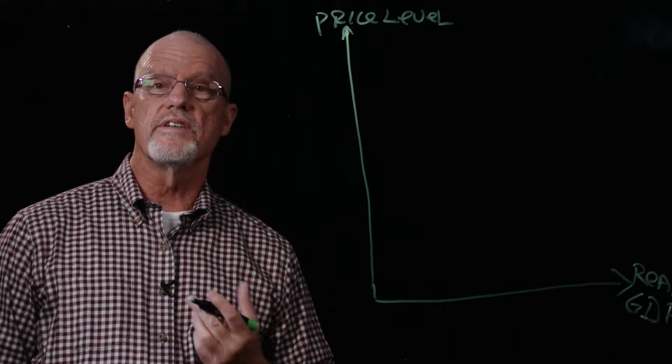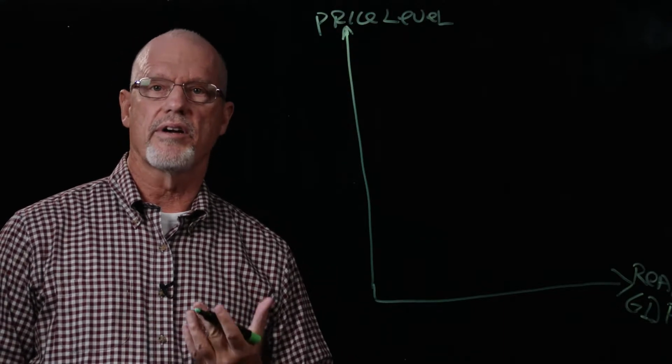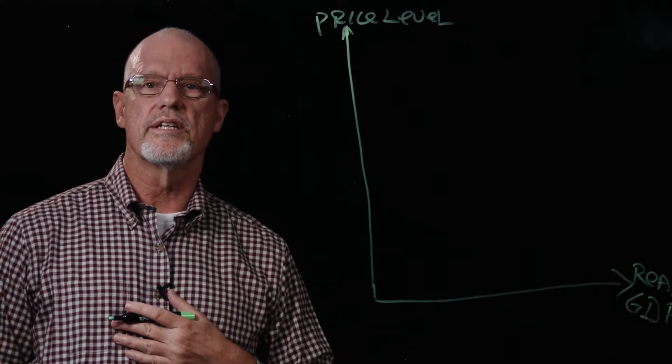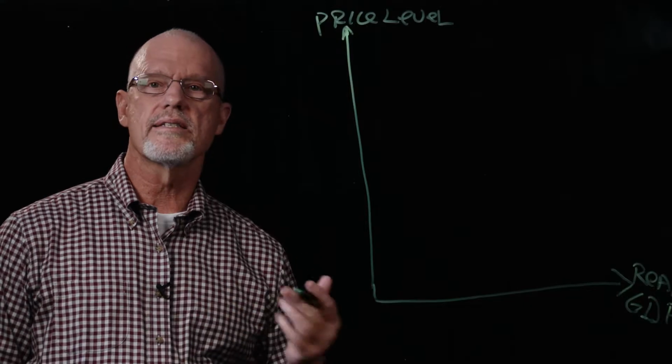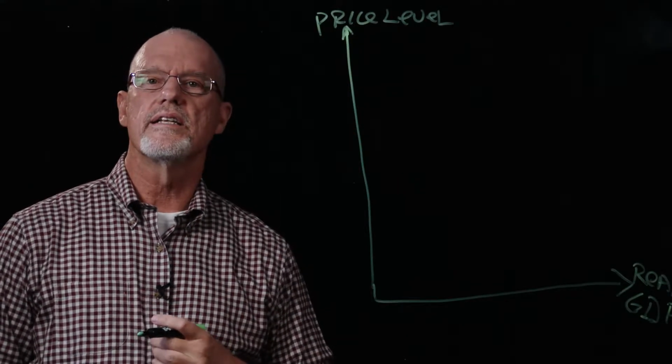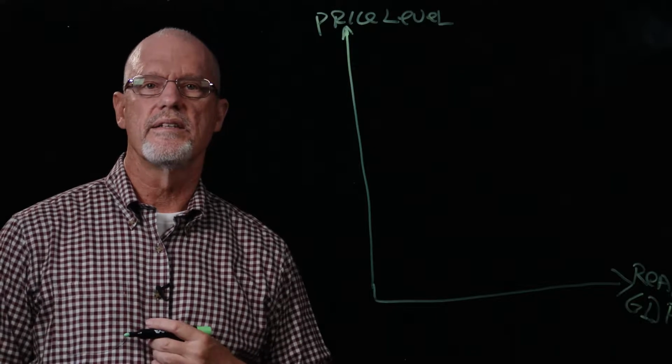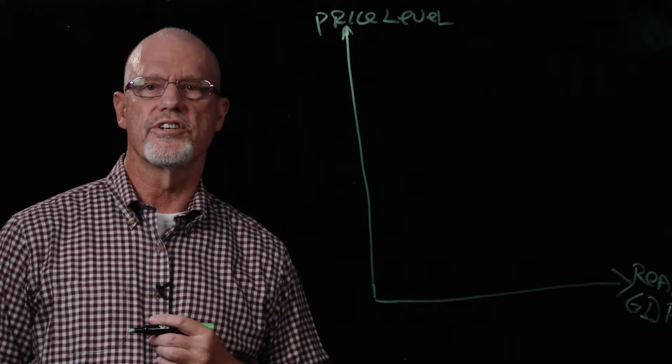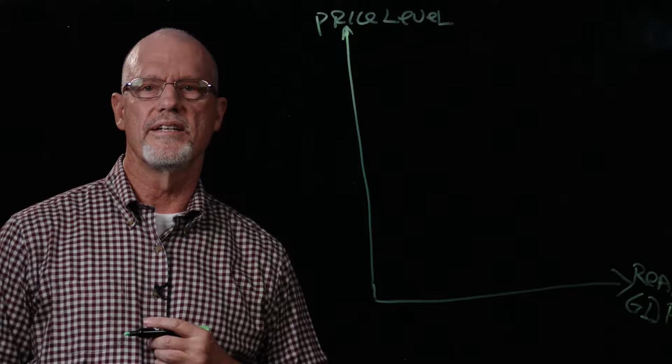If there is a shift in either aggregate supply or aggregate demand that causes the price level to increase, an increasing price level, going up this axis, is the definition of inflation. Then such shifts will be inflationary. I'll show you one in a minute.